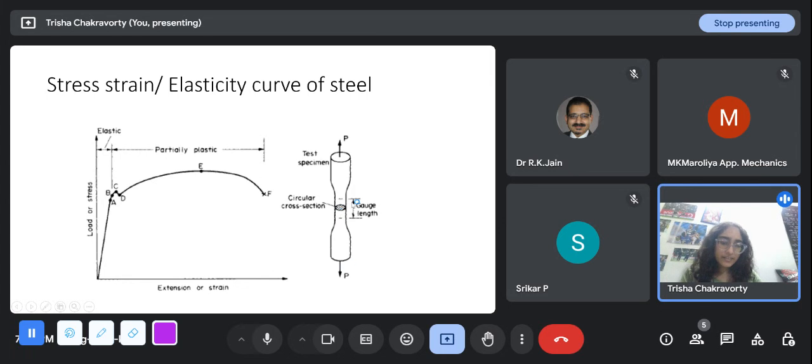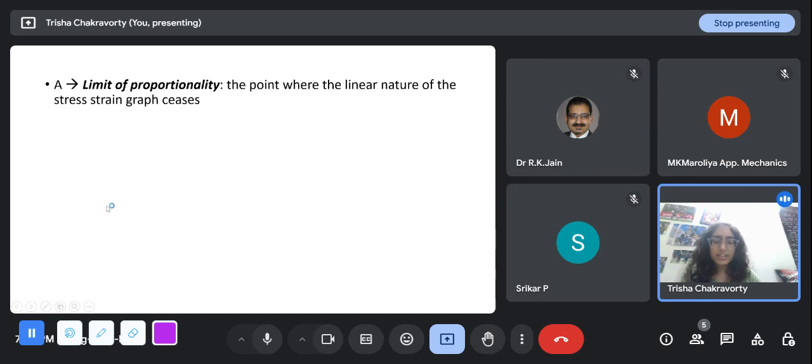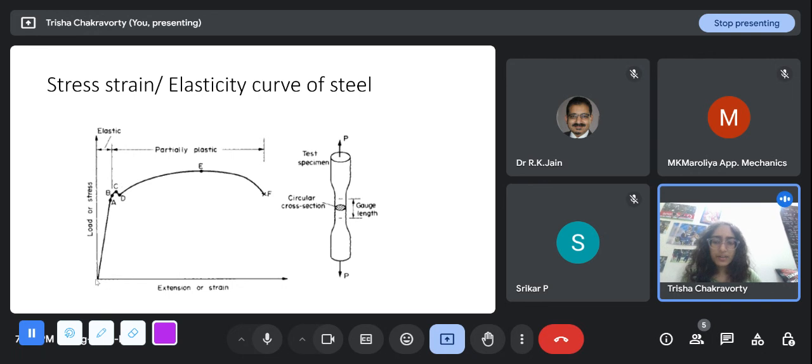We take a cylindrical section, and we increase the tensile force on it, and we note down the force that we are applying and the strain that is being developed in the specimen. So that gives us this curve. A is the limit of proportionality, B is the elastic limit. So up to A, this slope is the Young's modulus E, that we can take as 200 gigapascal irrespective of the grade of steel.